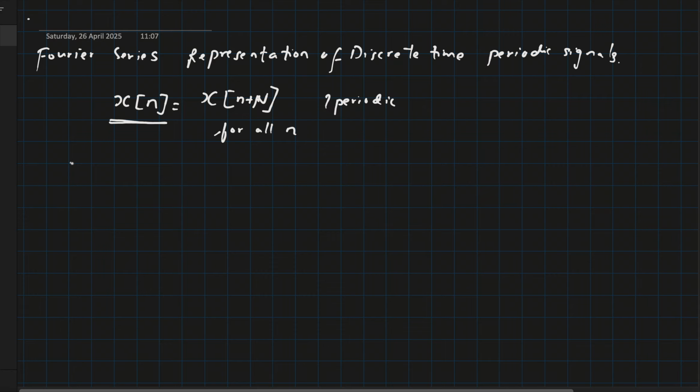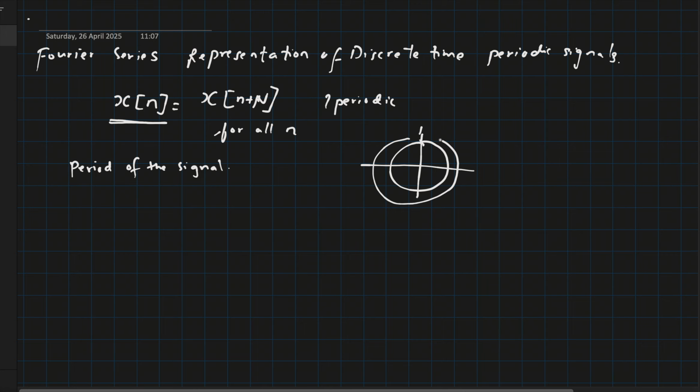And then what is the period of this signal? The period of the signal can be found by making this circle. From here to here it will take 2 pi radian.